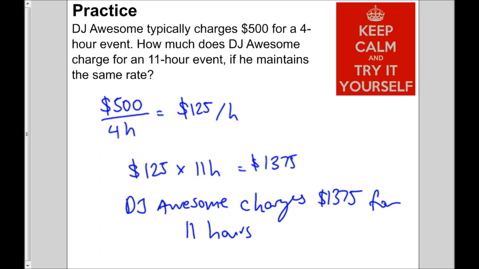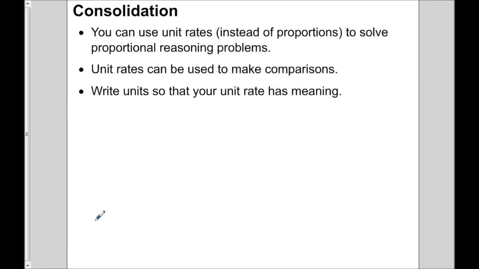All right. So just to sum things up, you can use unit rates instead of proportions to solve proportional reasoning problems, just like what we did in that last question. You can use unit rates to make comparisons, like we did with the KFC chicken. And writing units is so important, because it provides the unit rate with meaning. So please don't skimp out on writing the units.